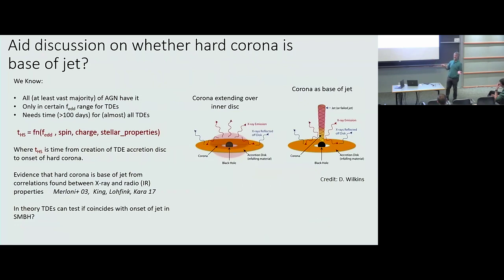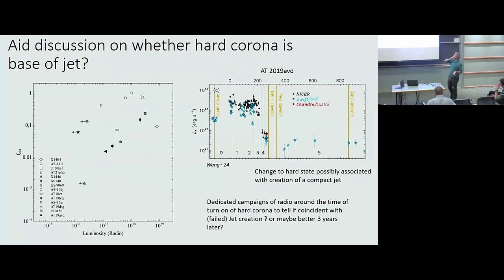This could be quite expensive because you don't know which one is going to form a hard corona or not, but it's a possibility. The Wang et al. paper from this year kind of did that. I think it's the closest that's come at the moment. They were claiming that when they saw the hard state, a radio observation just a little bit later showed evidence for a compact jet. I think we need more evidence than this, but it's certainly going in the right direction.